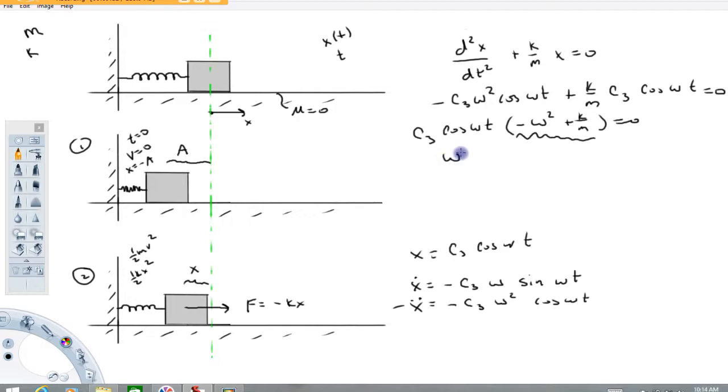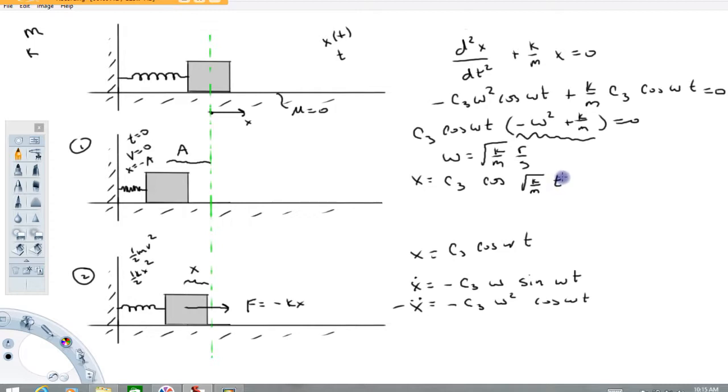So the angular frequency is equal to the square root of k over m. This will be some number, given we would have to know a spring constant and a mass. And this number will come out to units of radian per second. So our solution now, as I update it, is x equals c3 cosine of square root k over m times t.